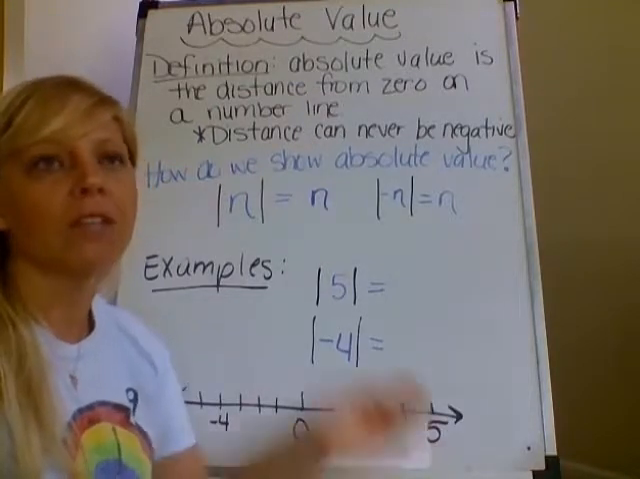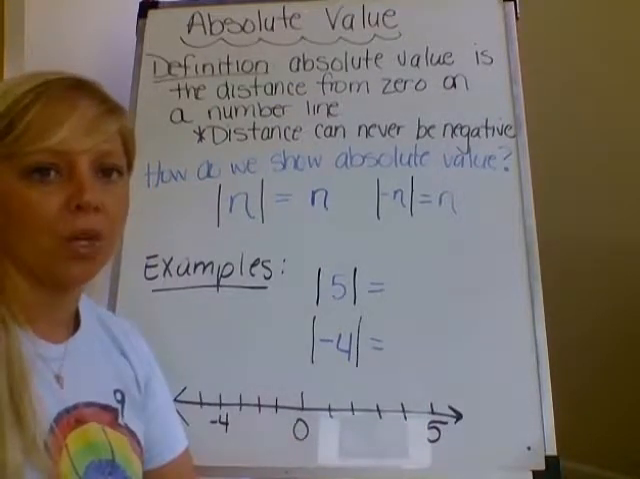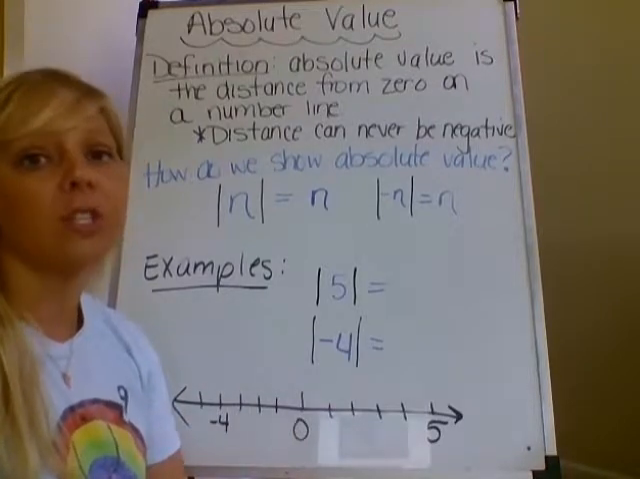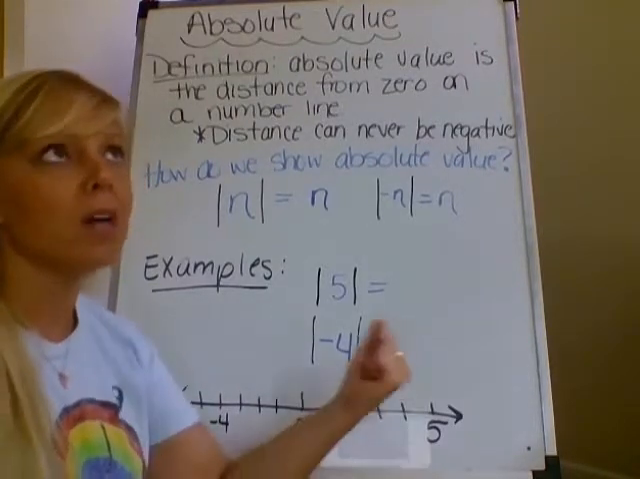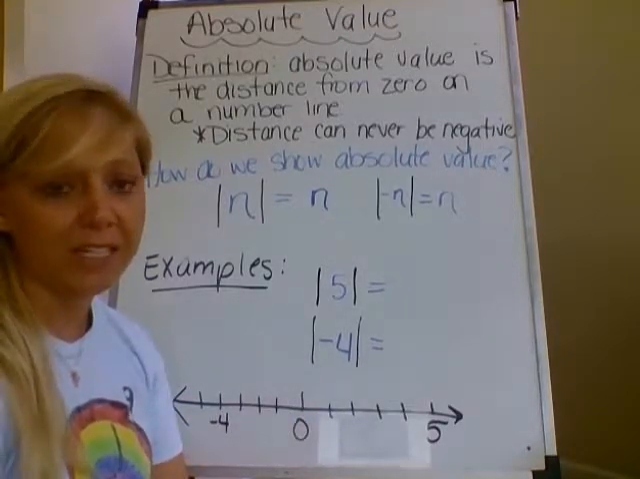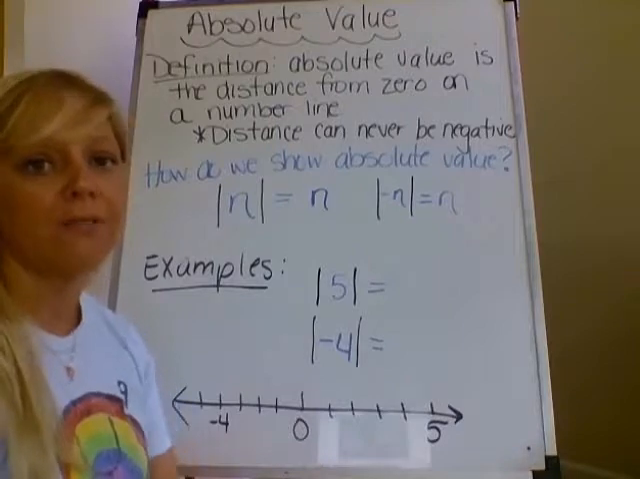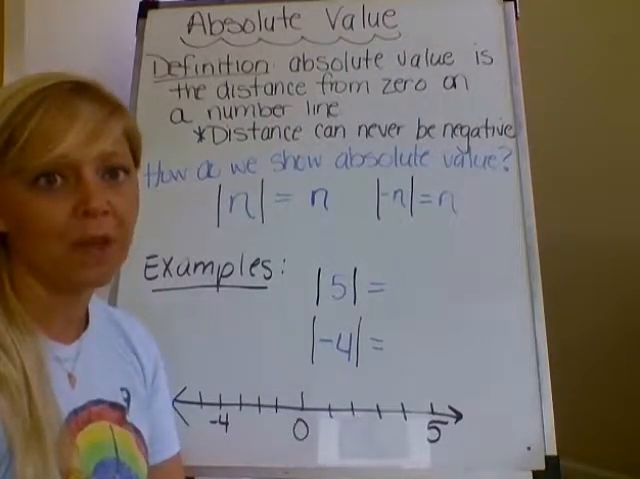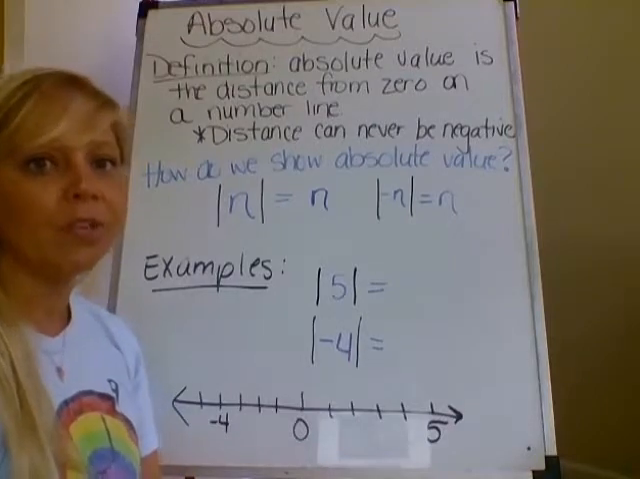So if I walked 5 feet backwards, we would say backwards is a negative integer, so it is negative five. But if I walked 5 feet backwards, I still walked 5 feet. I still measure 5 feet. There's no such thing as a negative measurement, all right? So how do we show absolute value?